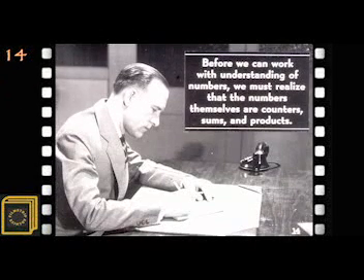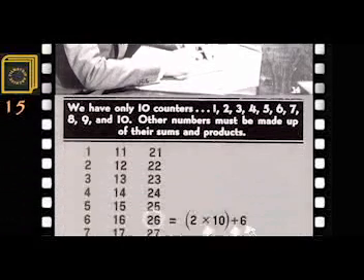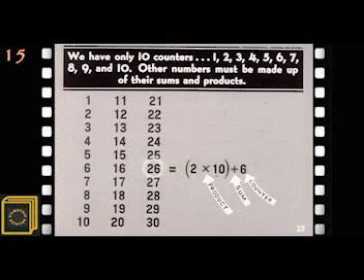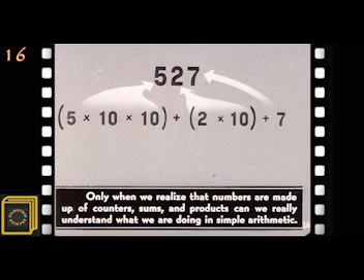Before we can work with understanding of numbers, we must realize that the numbers themselves are counters, sums, and products. We have only 10 counters: 1, 2, 3, 4, 5, 6, 7, 8, 9, and 10. Other numbers must be made up of their sums and products. Only when we realize that numbers are made up of counters, sums, and products can we really understand what we are doing in simple arithmetic.